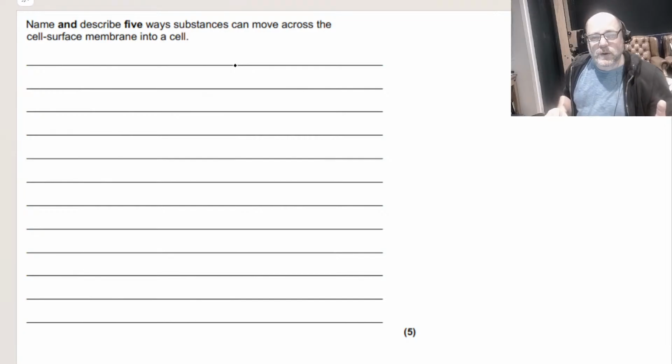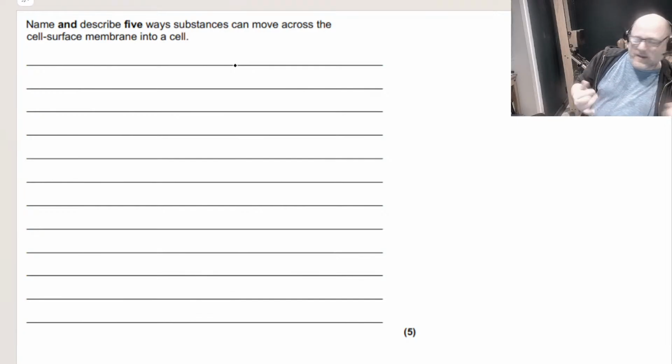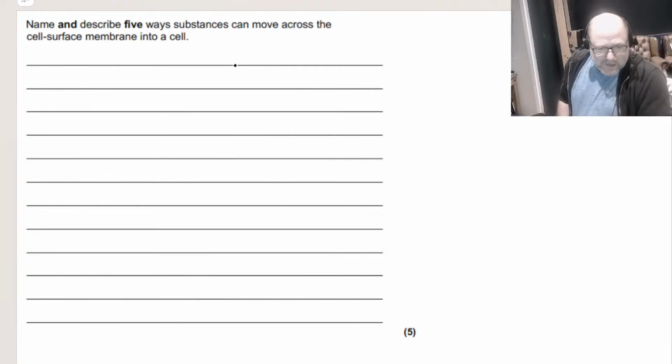Now, I didn't really talk about 5. I think I've only mentioned 3. So, see how many you can reel off. You can just name, you don't have to describe, but see if you can name them.